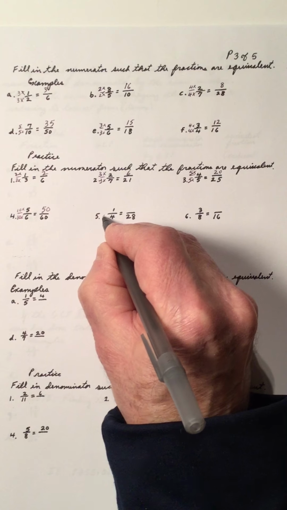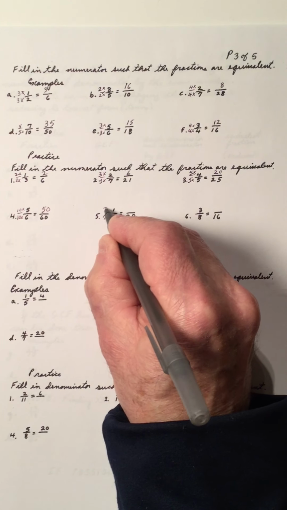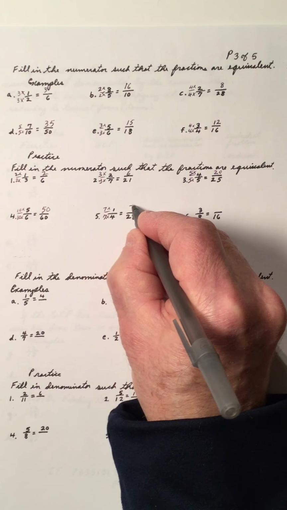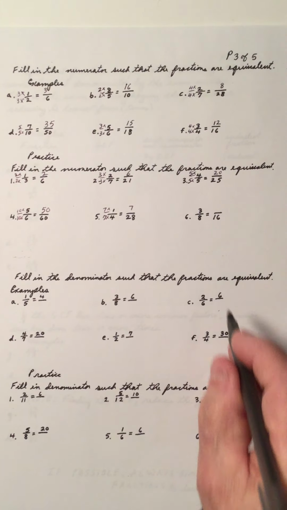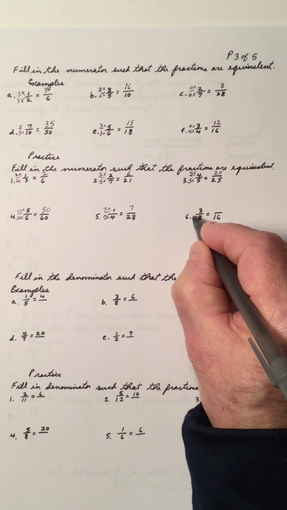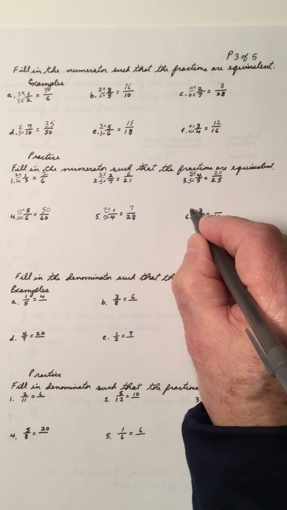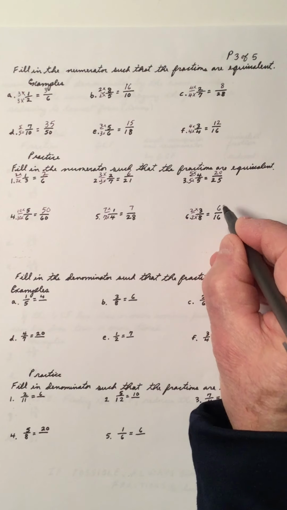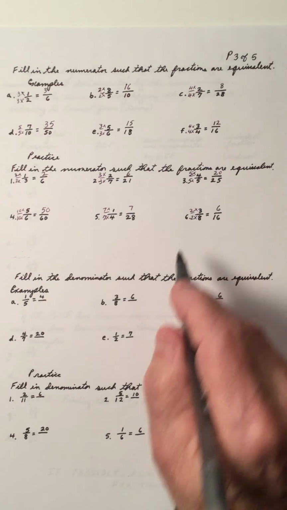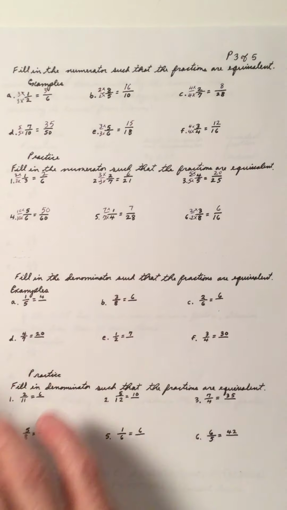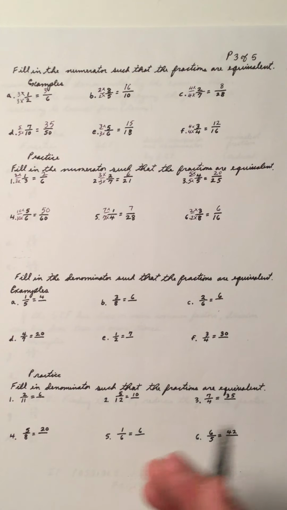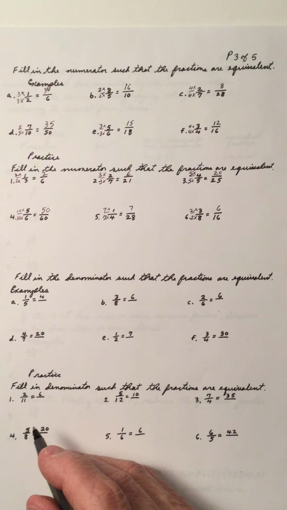4 times 7 is 28. So we multiply the top by 7 to keep it equivalent. 7 times 1 is 7. 8 times 2 is 16. So we multiply the top by 2 to get 6. 6 over 16 is equivalent to 3 over 8. So notice, make them balance. Multiply the top and bottom by the same number.